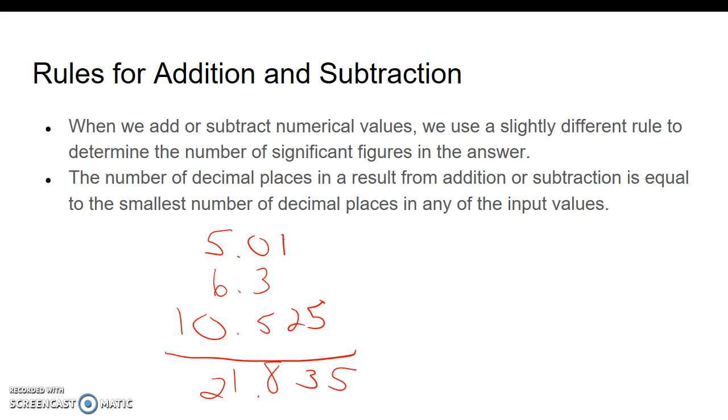We round to the least number of decimal places. So this has 2, this has 3. I want to round to 1 decimal place, so I'm going to round here, and I round this to be 21.8. So it's best to line them up, or look, if you have a long line of numbers on your calculator, just make sure you know which one's the least decimal place, and that's what you round to.